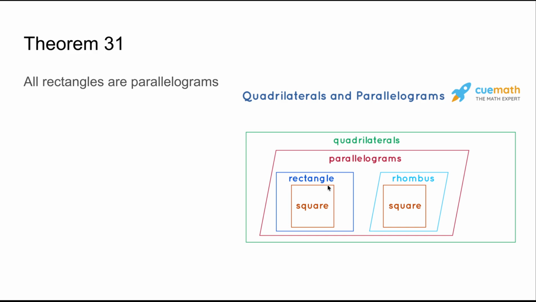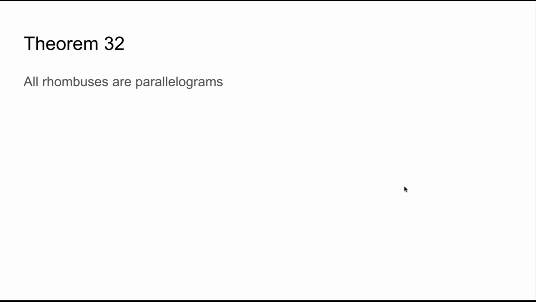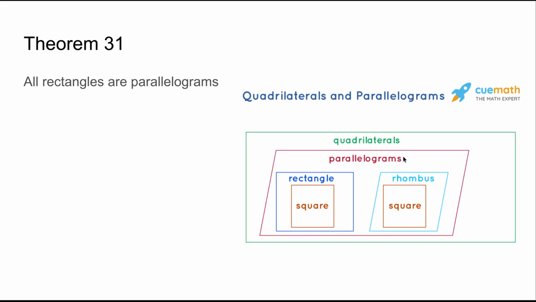This is a little diagram to show us all the different types of quadrilaterals. All quadrilaterals have four sides. And all parallelograms have four sides. A rectangle is a parallelogram, a square is a rectangle, and a square is a parallelogram. And all of these things are quadrilaterals. If we go over here on the right side, a rhombus is a parallelogram, a square is a rhombus, and a rhombus is a parallelogram. And all of these are quadrilaterals.